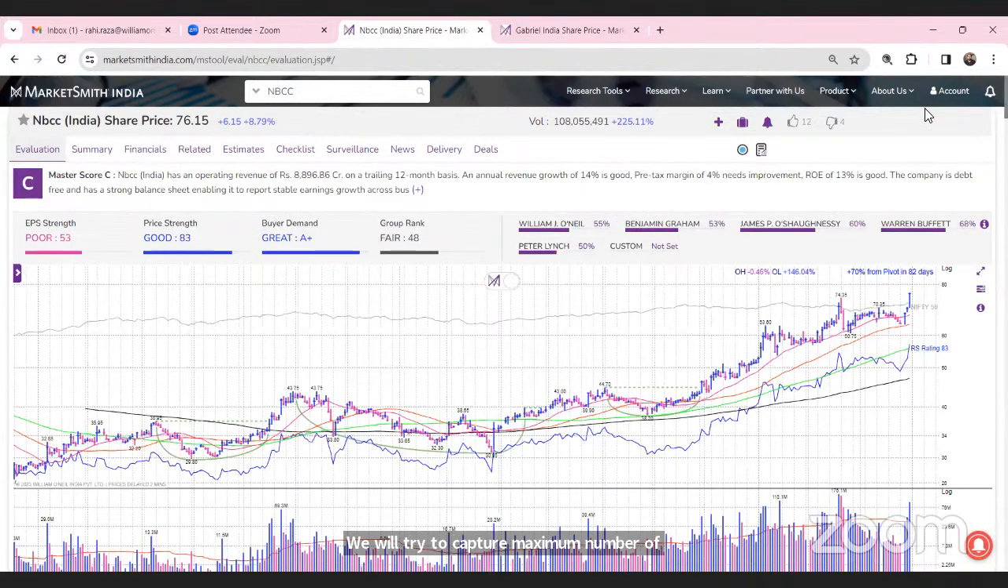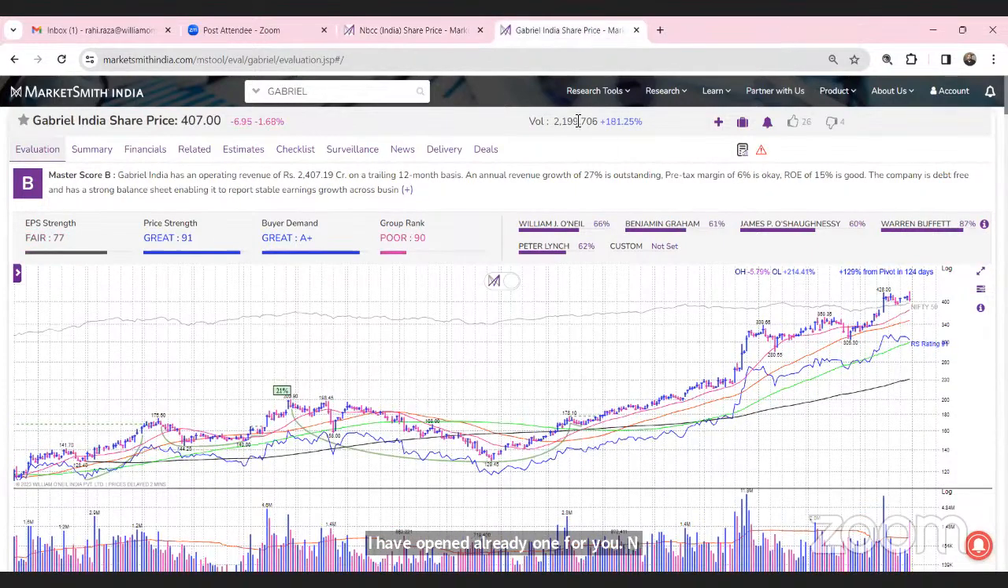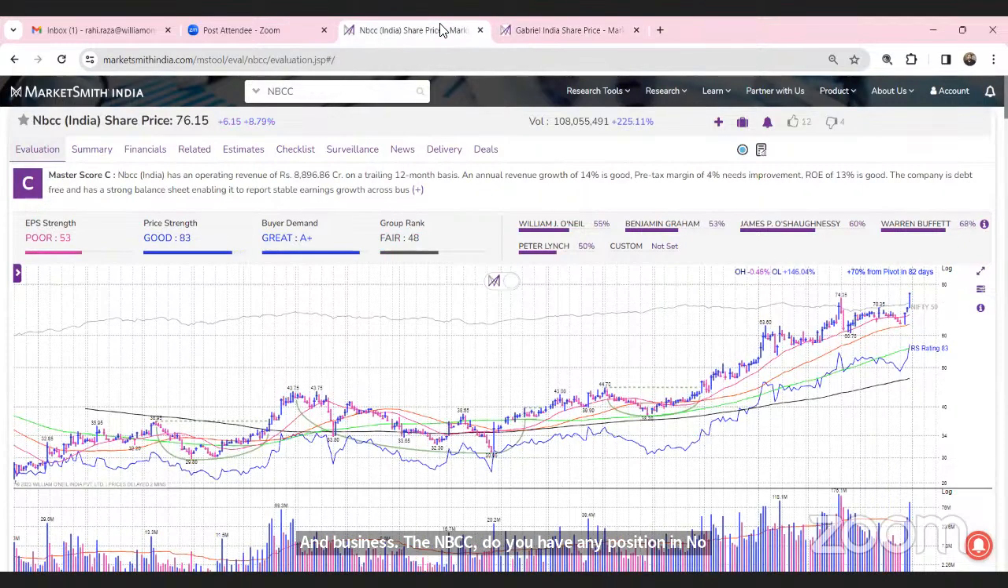So the first query is, I have opened already one for you: NBCC and Gabriel India. So NBCC, do you have any position in NBCC? No, we don't have one now. The trend is bullish. The scenario has changed. All these PSU companies are really doing good. So maybe this ongoing trend will continue.